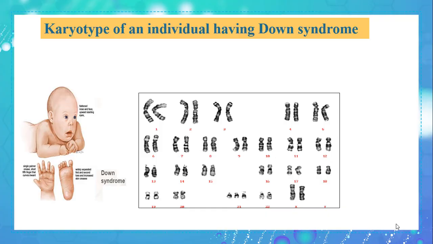Another example is the karyotype of a person of Down syndrome. Here we notice the presence of 3 copies of chromosome 21 instead of 2. Then the chromosomal formula would be the whole number of chromosomes, which is 47. Here the gonosomes are XX and plus 21, since there are 3 copies of chromosome 21.